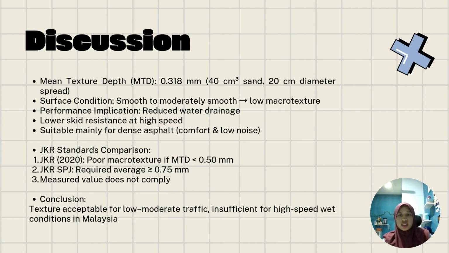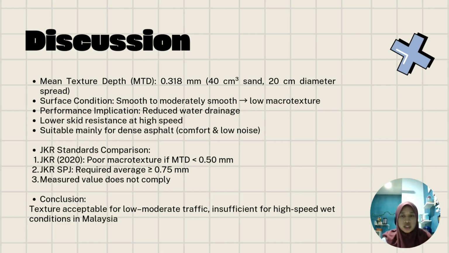So for the discussion, the sand patch test results show a mean texture depth (MTD) of 0.318 mm, indicating a smooth to moderately smooth pavement surface with low macro texture. This surface condition is typical of dense asphalt and provides good riding comfort and low noise. However, it limits the surface water drainage. As a result, skid resistance may be reduced, especially under wet conditions and at higher vehicle speeds.